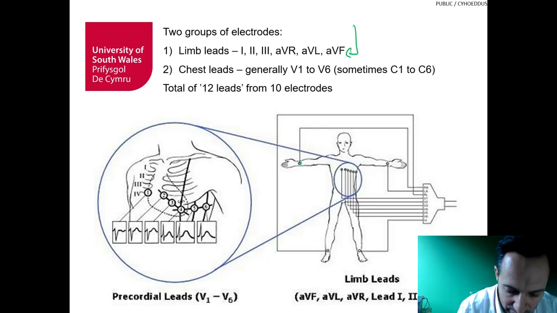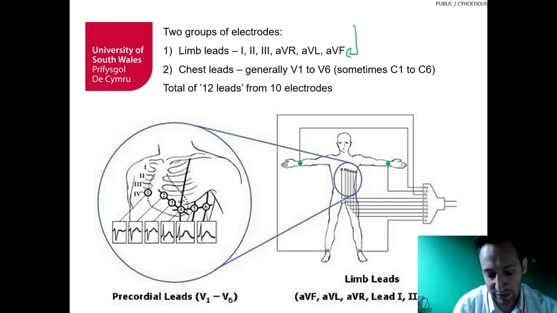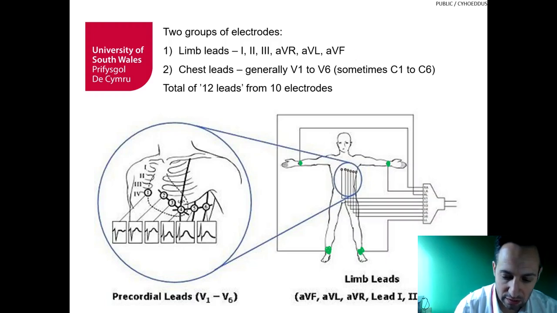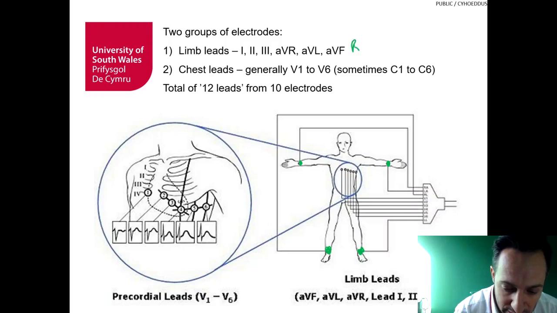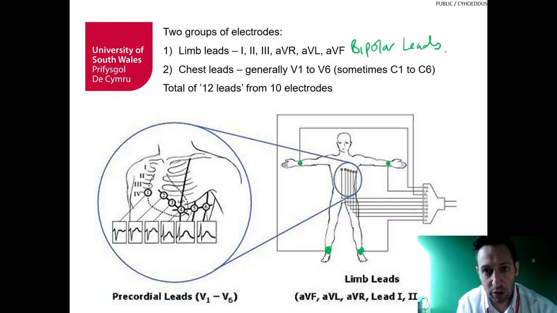Okay, and we've got the right arm, the left arm, left leg, and the right leg. You can similarly take these up on the chest and dock them here, like that. Doesn't make any difference. And the reason that it doesn't make any difference is because these electrodes that we're putting on, or the leads that they generate, are what's called bipolar leads. And it means they've got a positive and a negative end.